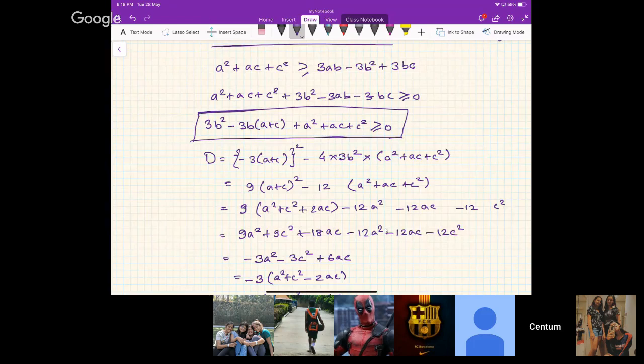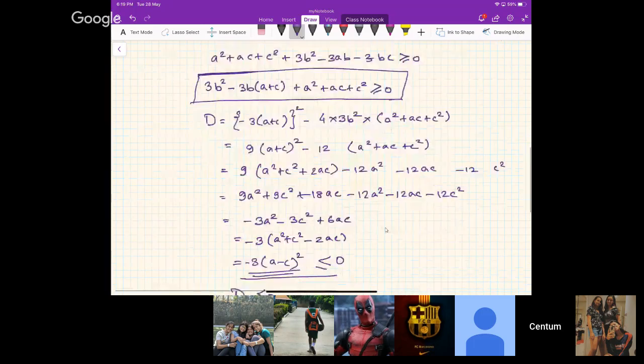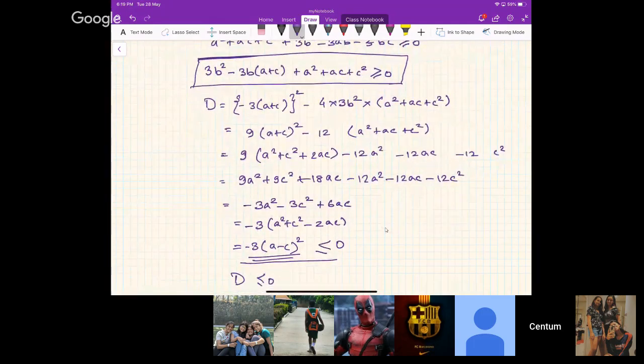Okay, did you understand? So if there is a quadratic polynomial, if the D is less than or equal to 0, then the polynomial itself will be greater than or equal to 0. This is what was the learning from this inequality, right?